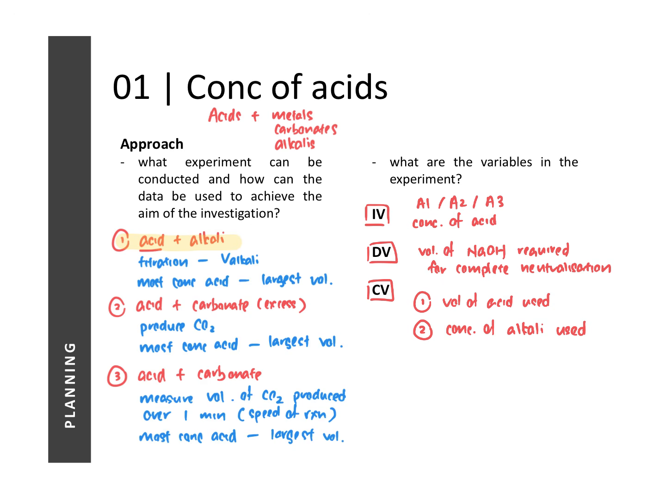Alright, so for us to use the volume of NaOH required for A1, A2 and A3 to arrive at the conclusion of the concentration directly, we must keep, number one, the volume of acid constant in all 3 cases, and the concentration of alkali used in all 3 cases.